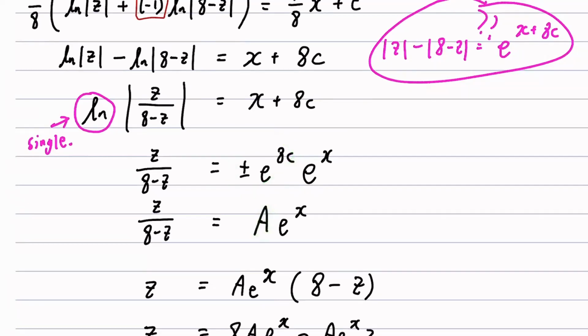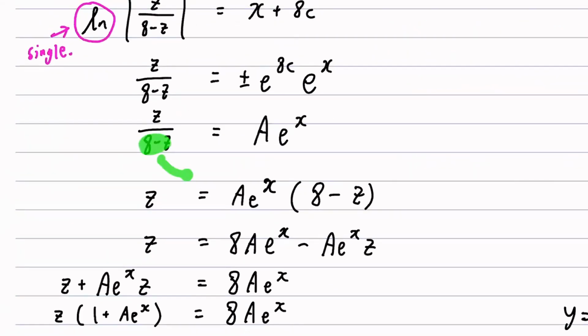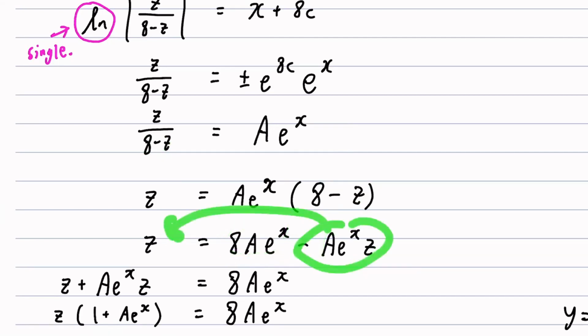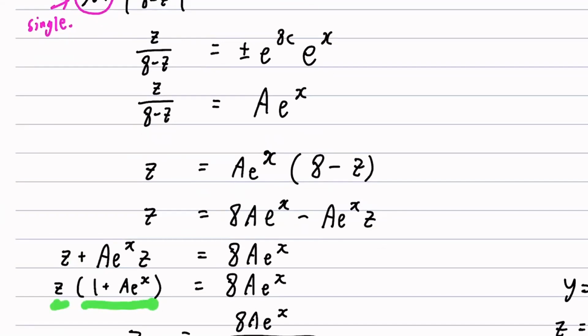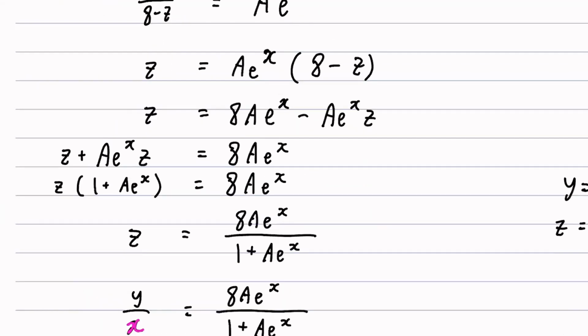So now you want to make z the subject. How? Cross multiply. Denominator go over a minus z, then multiply out. So 8ae^x minus a times e power x times z. Just bring the minus something with z over, so you get plus ae^x times z equals 8ae^x. Factor out the z, you get z times (1 plus ae power x) equals 8ae power x. Then you just have to divide by this. Go to the bottom, and then you will get your z.